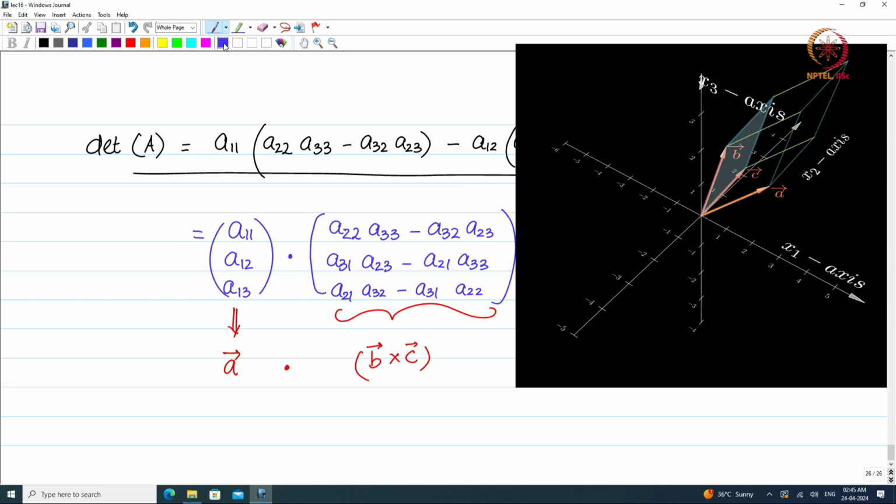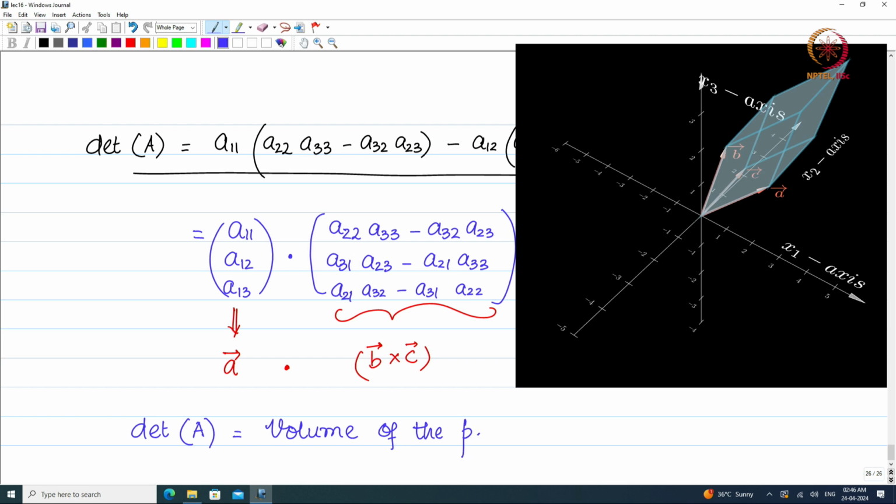Therefore, what we are going to say is that the determinant of the matrix A is basically the volume of the parallelepiped with sides along the three row vectors of A.